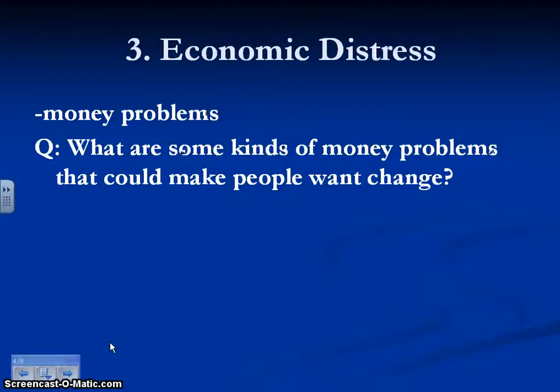Third cause could be economic distress, meaning money problems. So if a government was taking everyone's taxes and spending too much money on themselves, like Louis XIV at the Palace of Versailles or something like that. When the government is taking money from people, or simply that there is a depression or a recession and people are worried about their money, this could cause them to want to change their government and possibly turn violent. So that's number 3. So we have Enlightenment ideas, unpopular method of rule, and economic distress.